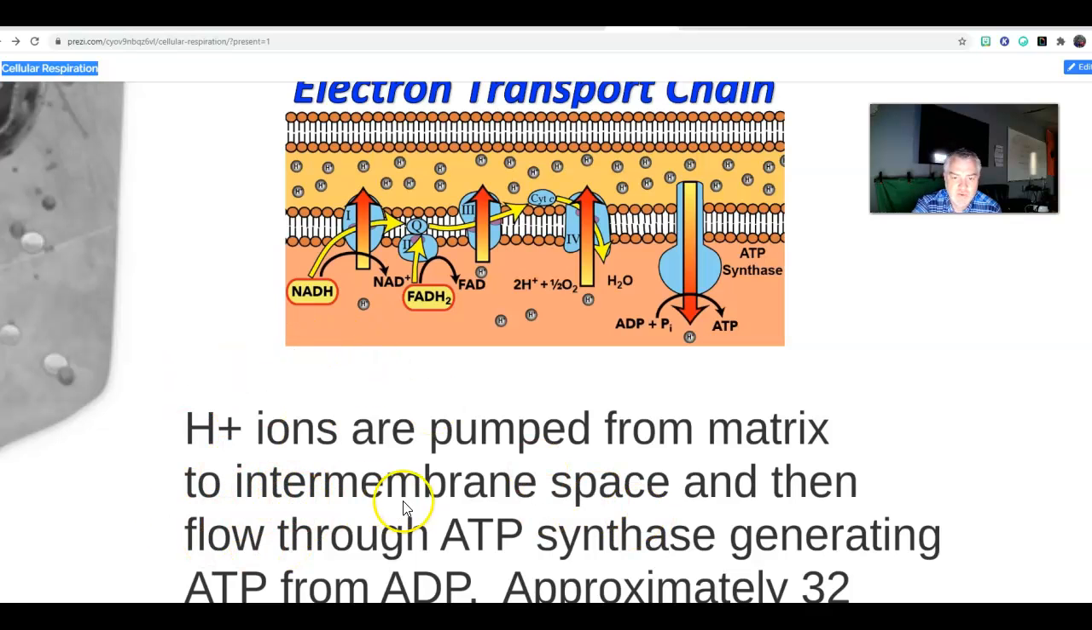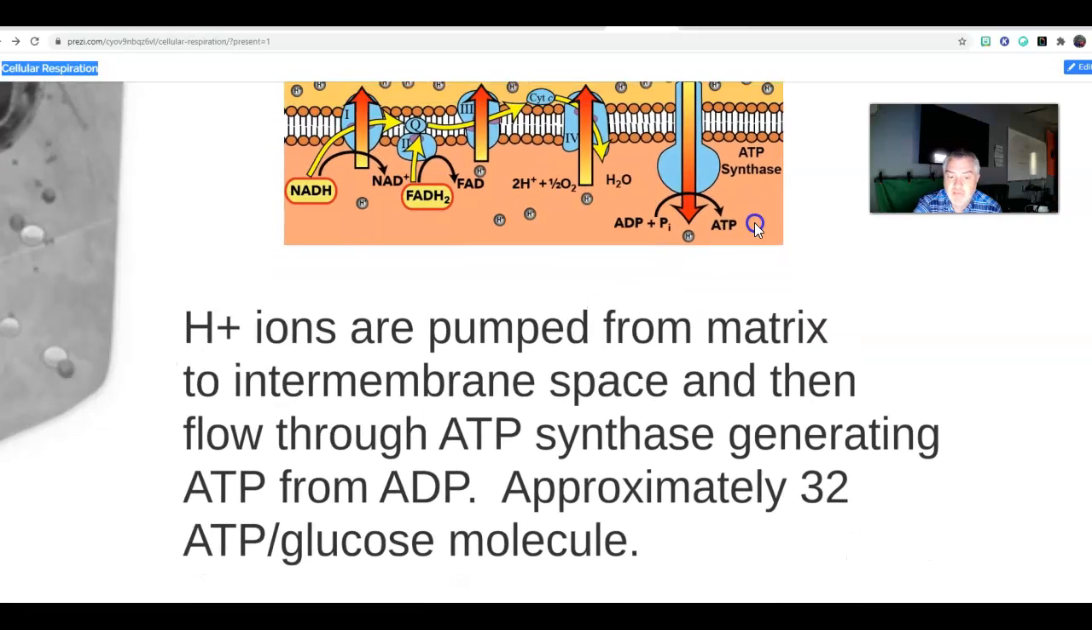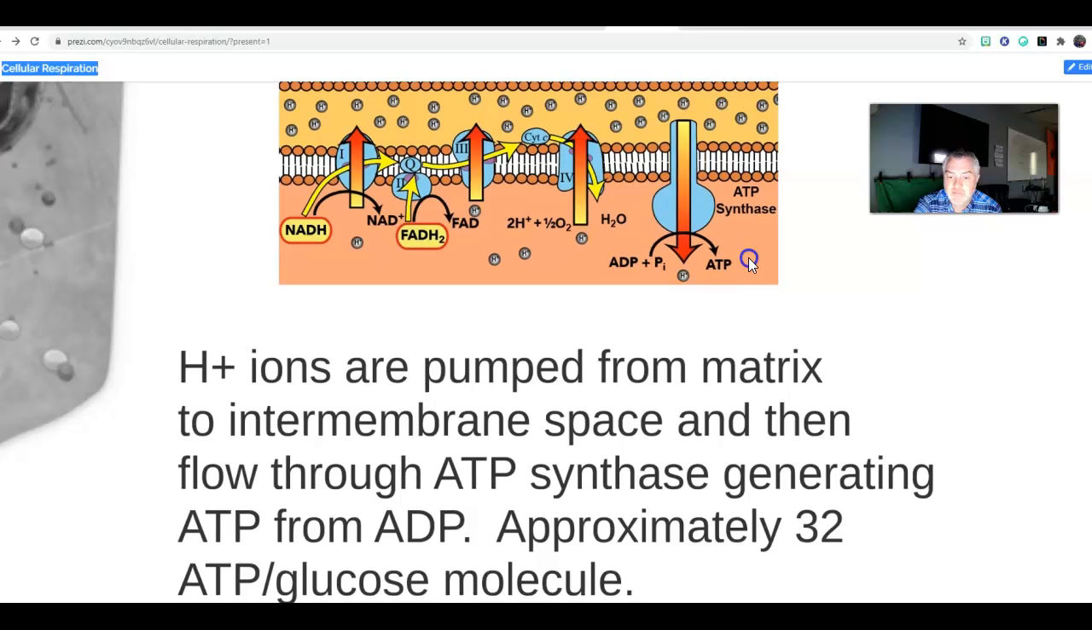So this is again a quick summary. Hydrogen ions are pumped from the matrix by the movement of these electrons, I should add, into the intermembrane space, and then they flow through the ATP synthase generating ATP from ADP, and they approximately generate 32 ATP per glucose molecule. So that was really the first 3 steps of cellular respiration I wanted to go over with you.